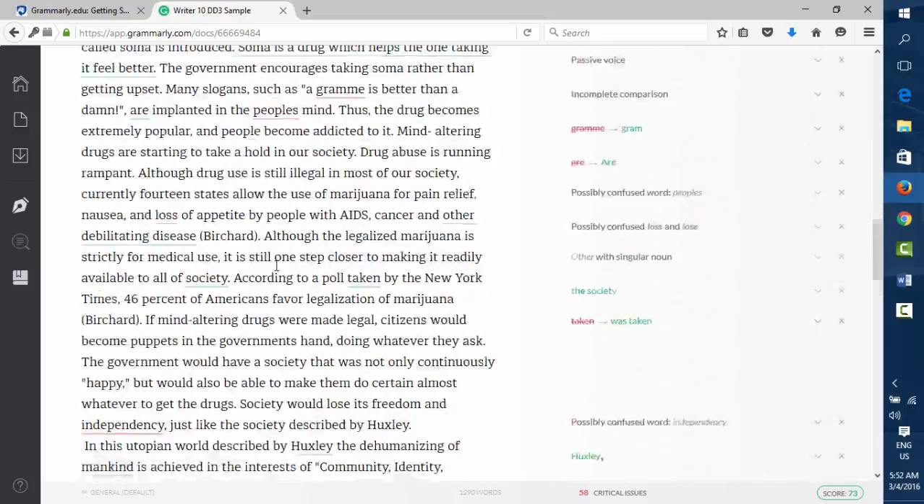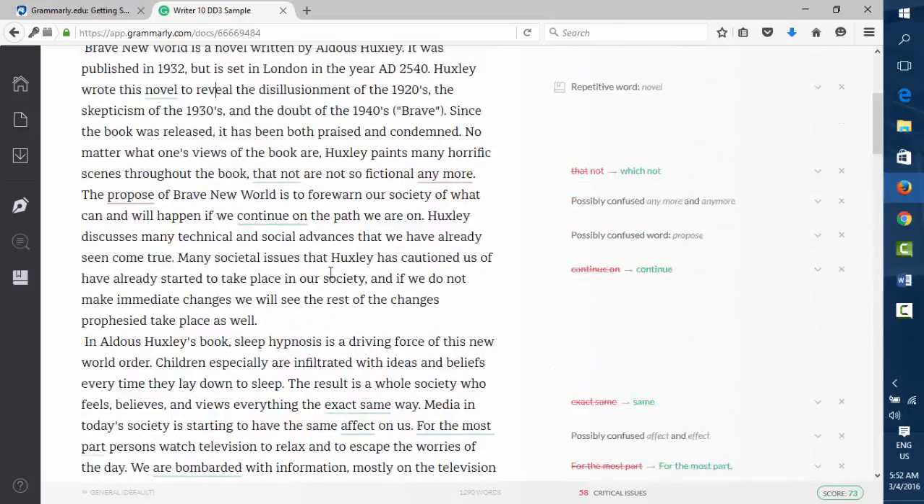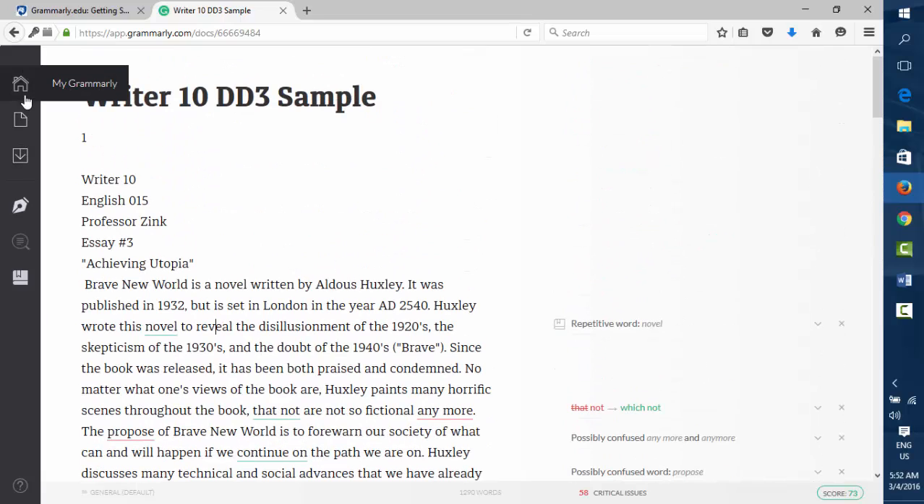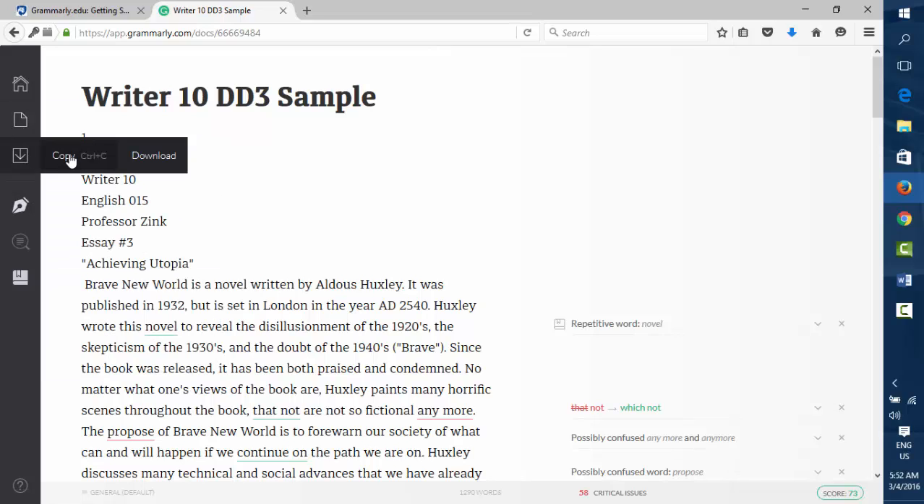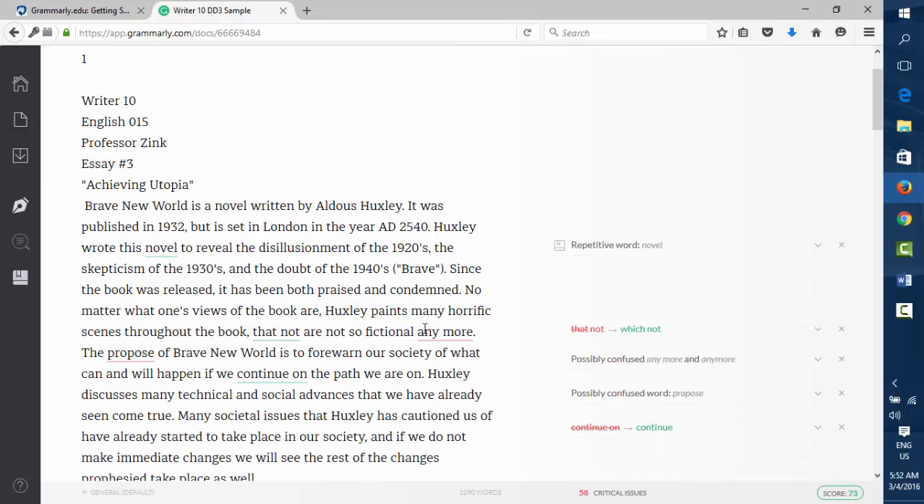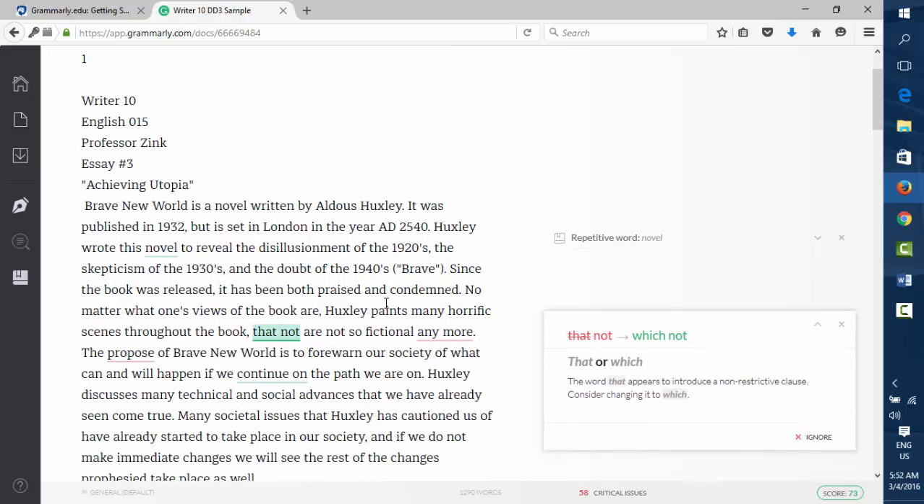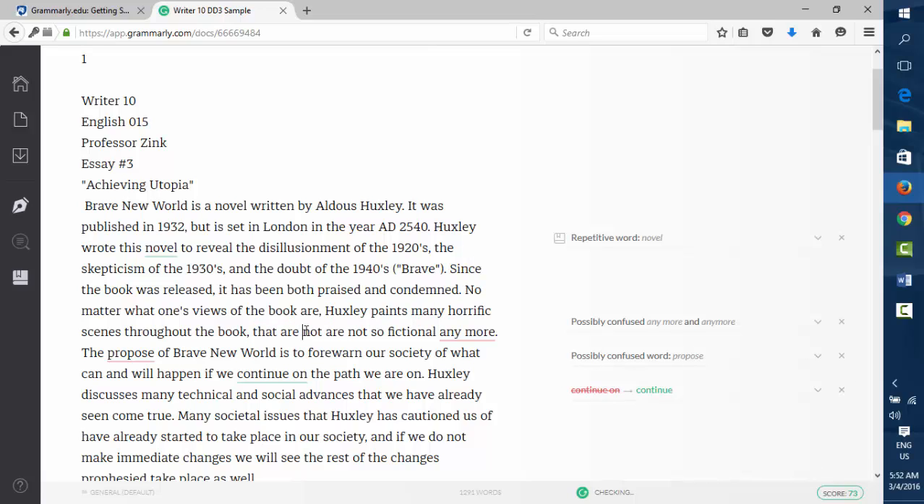Okay. Now, when you do run through this, one thing that I do want to say is about these buttons over here. As you see, there's a download. You can download stuff. You can go in and copy the whole document. When you're done going through, you can click download here, and it will actually download. Like if I wanted to change this: Huxley paints many horrific scenes throughout the book that are not, okay. Ooh, there's another 'are not.'